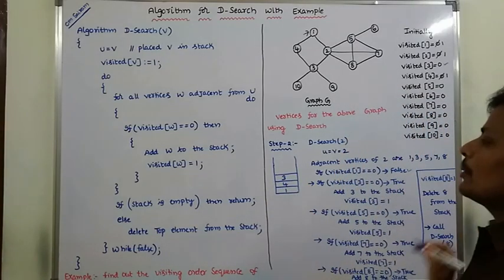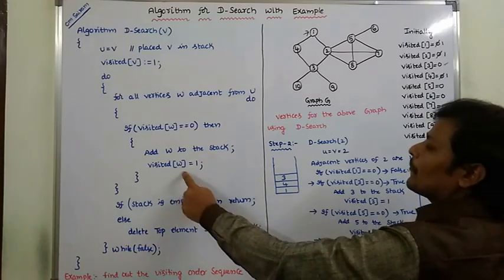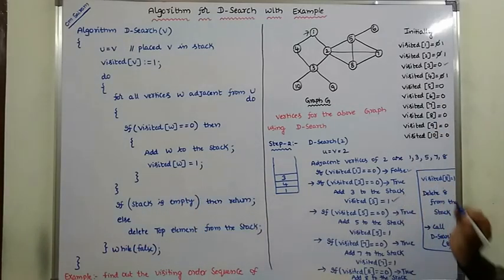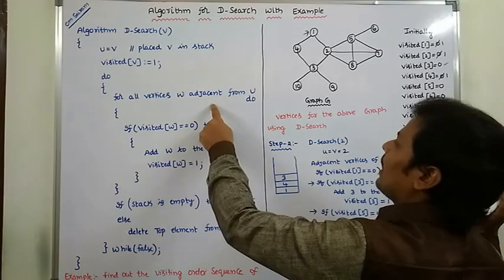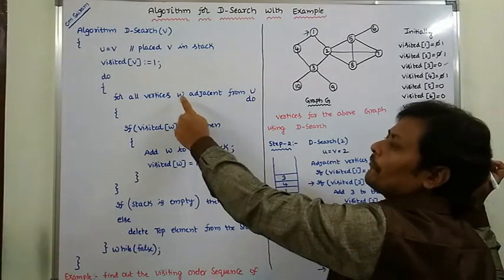3 can be added to the stack. Next, visited of 3 is equal to 1. Again control goes to the for loop. Now W is equal to 5.